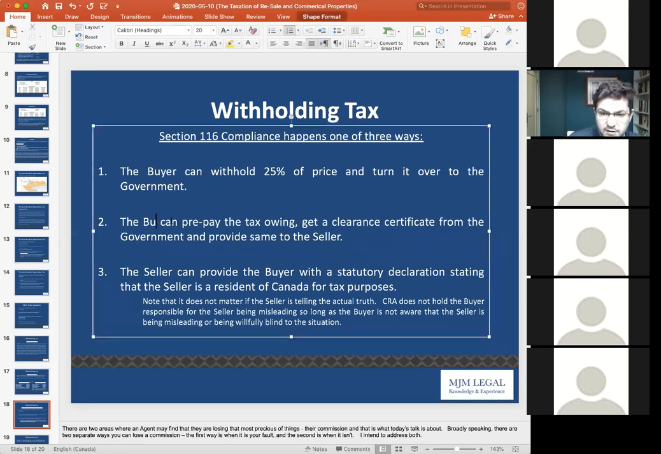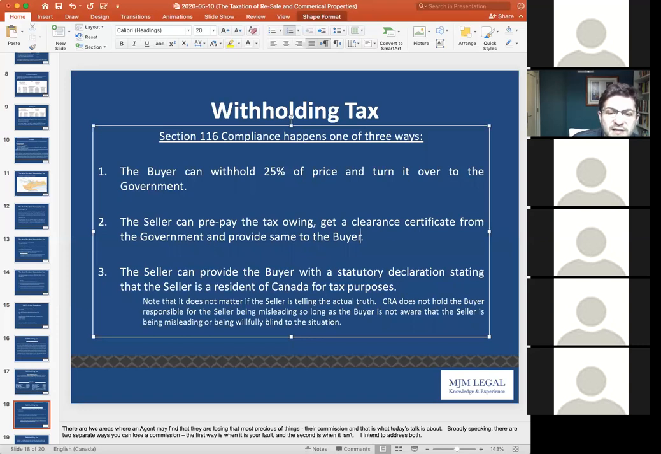Not the buyer. Should have looked at this before. The seller can prepay the tax owing, get a clearance certificate from the government, and provide same to the buyer. So the seller can say, I know I have to pay $40,500 upon clearing this. I will, through my accountant, pay that amount to the government, and the government will give me a certificate stating I'm okay, and I'm going to give that to the buyer so that the buyer can remit the whole amount to me. Or the seller can provide the buyer with a statutory declaration stating that the seller is a resident of Canada for tax purposes. And if the buyer receives that, signed and sworn, then they can proceed with the deal.